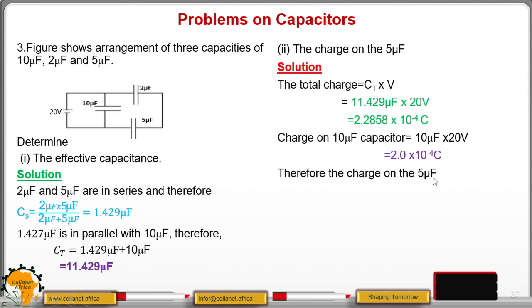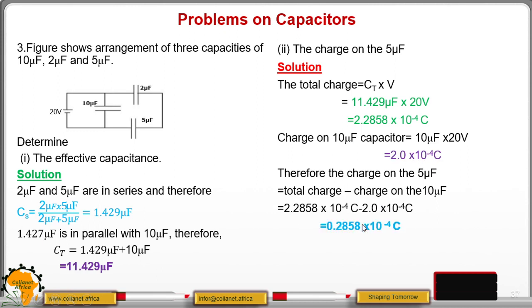Therefore, the charge on the 5 microfarads will be the total charge minus this one. So when you subtract, you get that the charge that is on here will be 0.2858 times 10 to the power negative 4 coulombs. And this charge will be the same as the one that is in 2 microfarads because the two are in series. So that is the value.